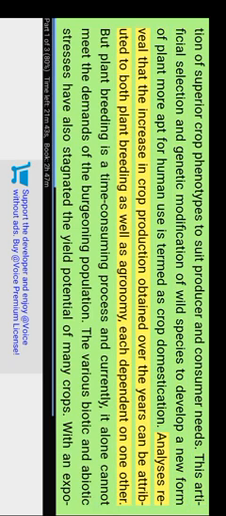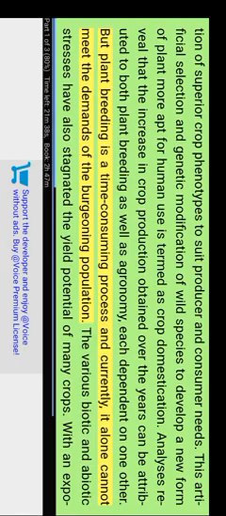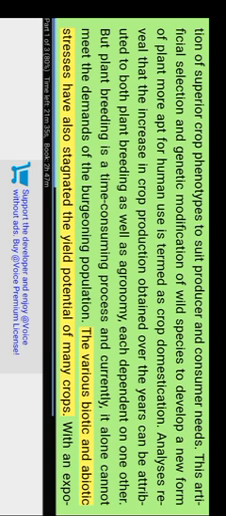Analyses reveal that the increase in crop production obtained over the years can be attributed to both plant breeding as well as agronomy, each dependent on one another. But plant breeding is a time-consuming process and currently, it alone cannot meet the demands of the burgeoning population. The various biotic and abiotic stresses have also stagnated the yield potential of many crops.